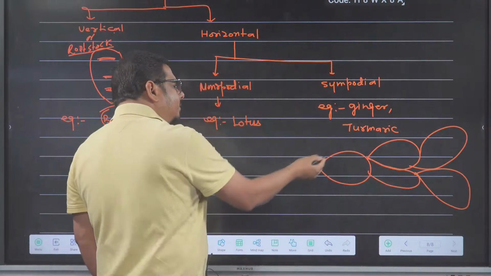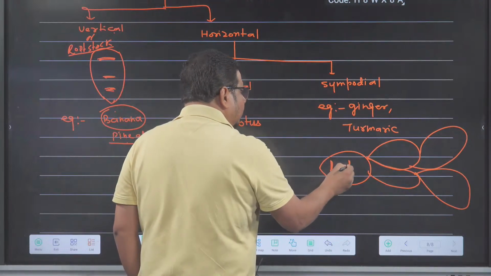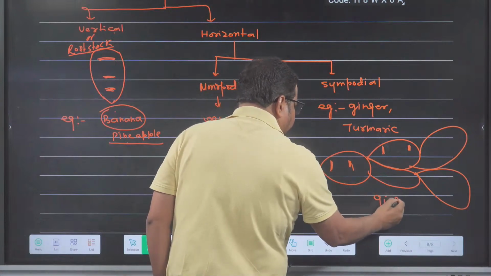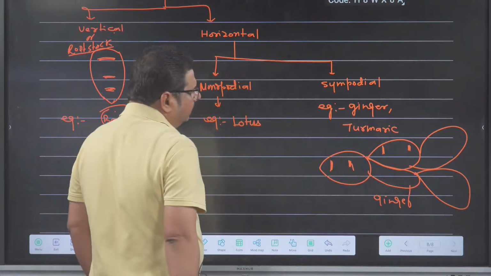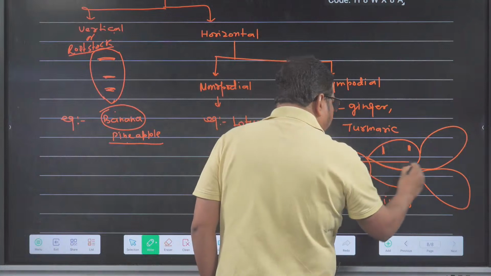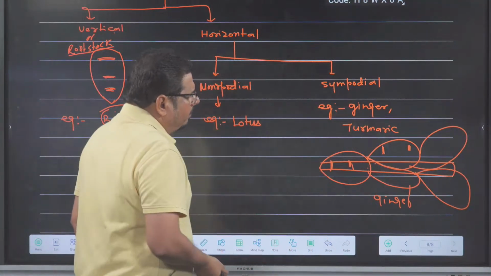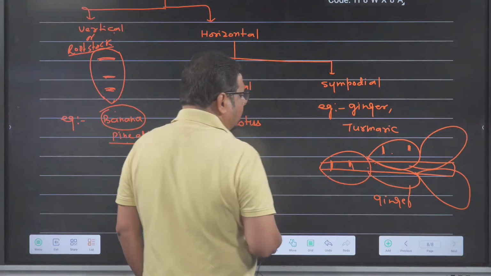Ginger and turmeric look like this. Nodes and internodes are there. Getting the things or not? It is ginger, so it is sympodial. There are common branches, and basically the main stem means the branches are also a part of the main stem. Getting the things or not?